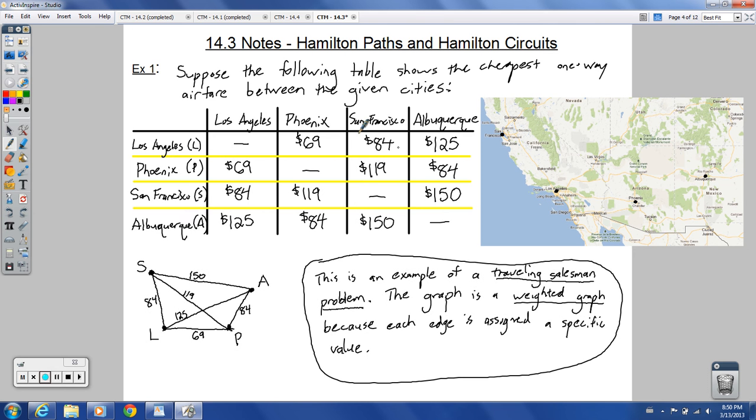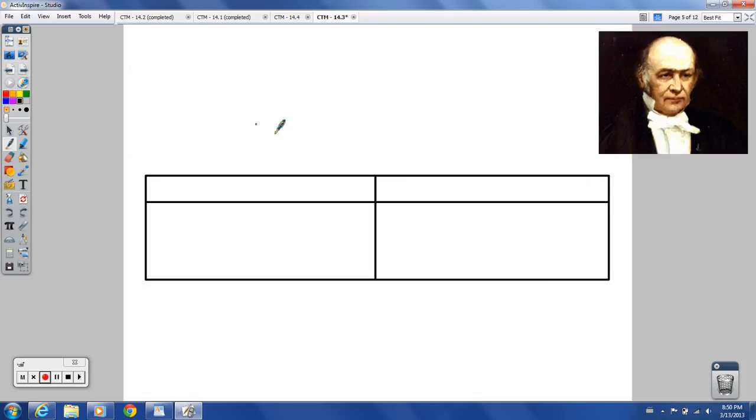But we're going to be coming back to this problem and actually figuring out what the cheapest way is to go if you had to travel to each city. But for right now, just getting the basics down there and seeing what a weighted graph is and an example of a traveling salesman problem. Okay, let's move on to a couple more definitions. A Hamilton path. I feel like we do really need to define what that is. That's what this whole lesson is centered on, Hamilton path and Hamilton circuits.